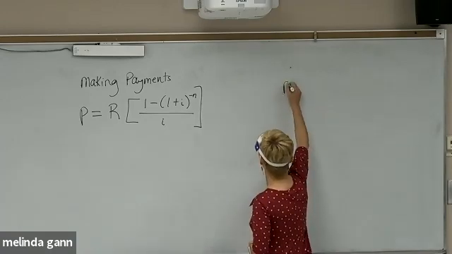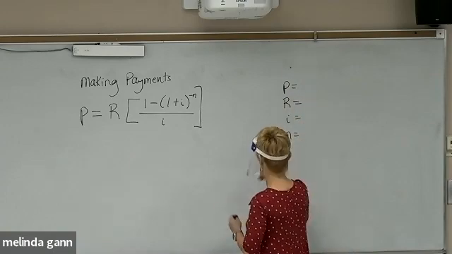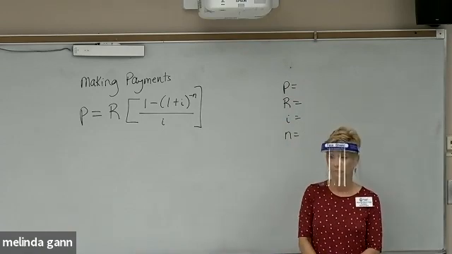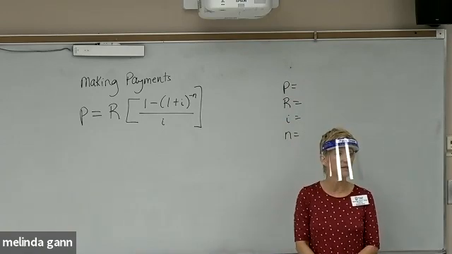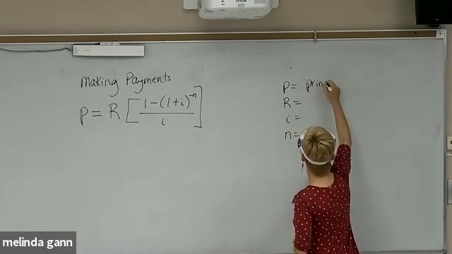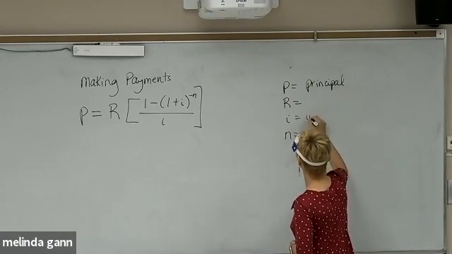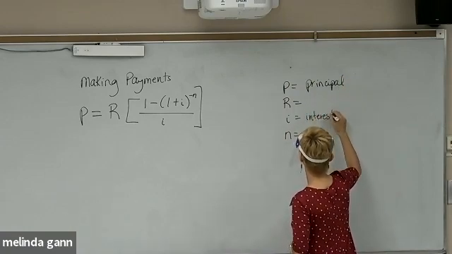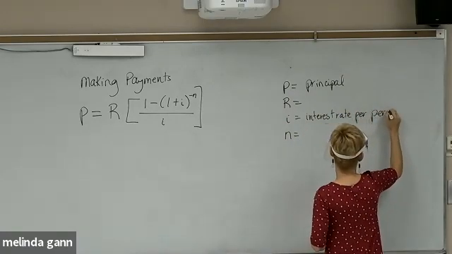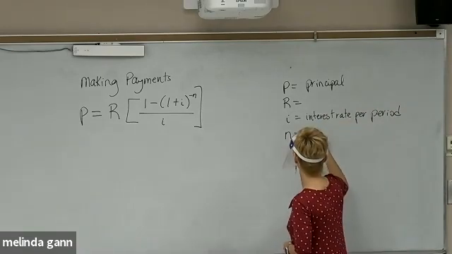So this time I've got a P and an R and an I and an N. The difference is I don't have an A, I have an R. Guess what P still stands for? Principal. This I is still my interest rate per period, because these are always compounded. And my N is still my number of periods.